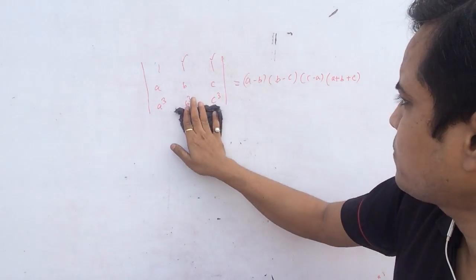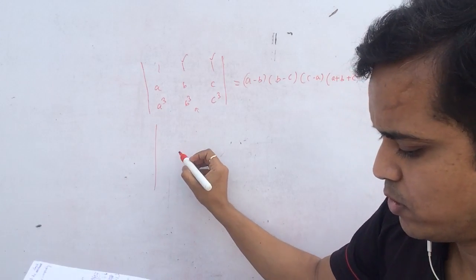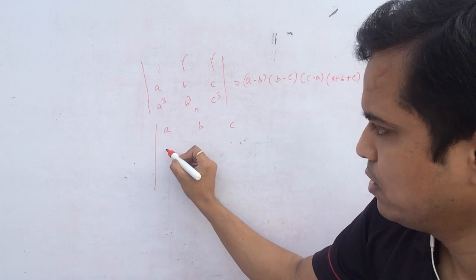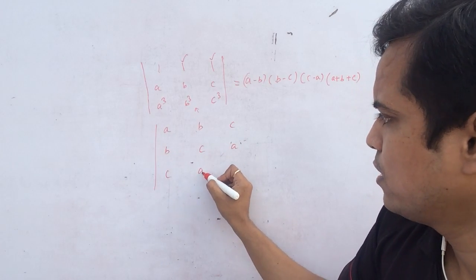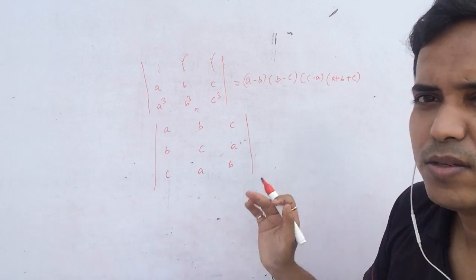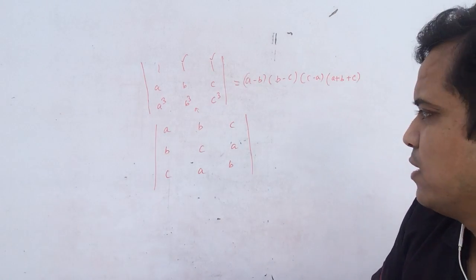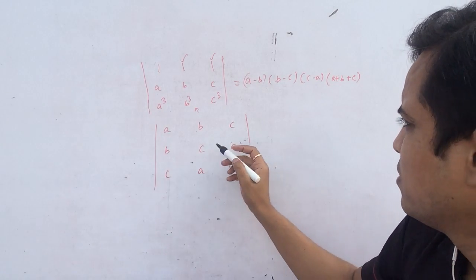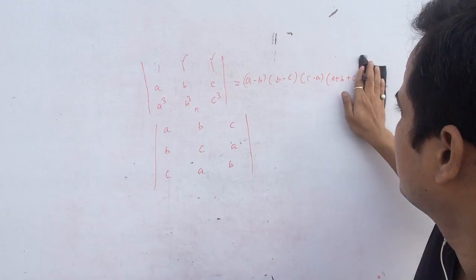Now the next question is a, b, c, b, c, a, c, a, b. So how would you solve this? Because you are not getting any cyclic order. In order to solve this question, remove this first.